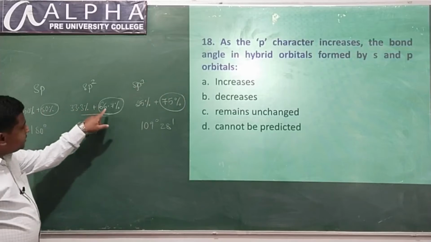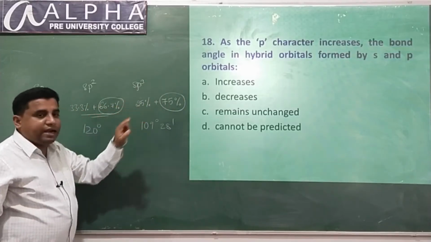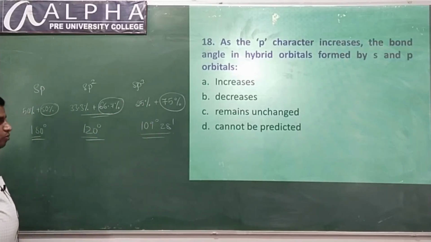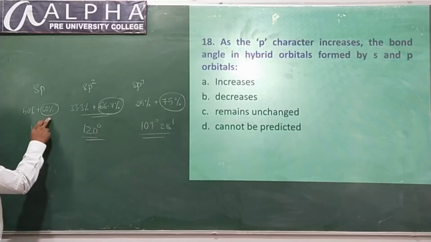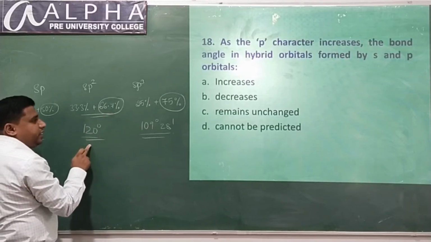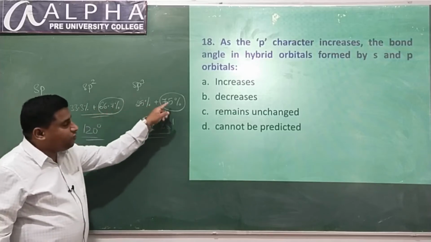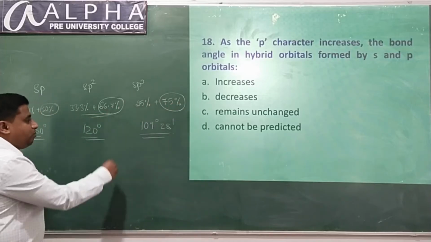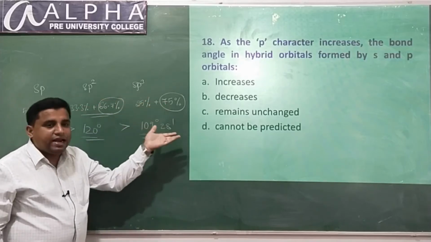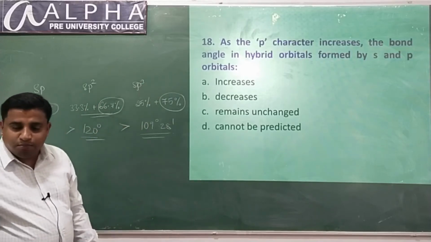Look here, as the percentage of p character increases, what is happening to the bond angle? When it is 50%, it is 180 degree. At 66.7%, 120 degree. At 75%, 109 degree 28 minutes. So as the percentage of p character increases, the bond angle decreases. Very simple question it is.